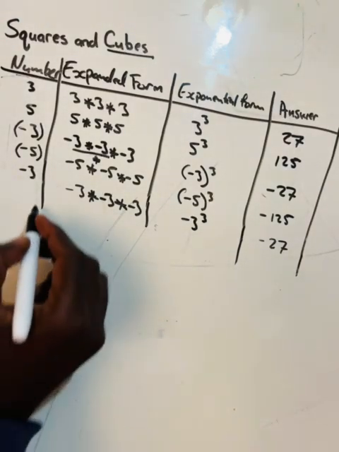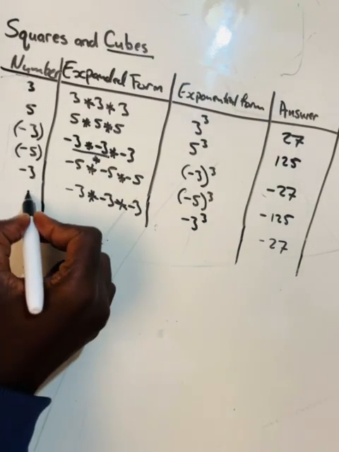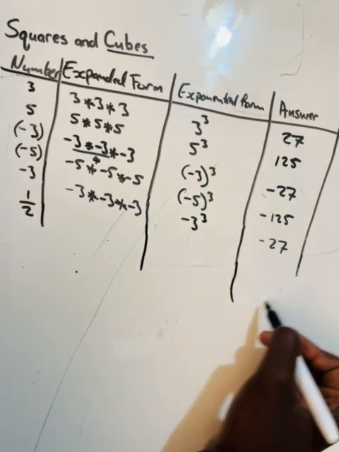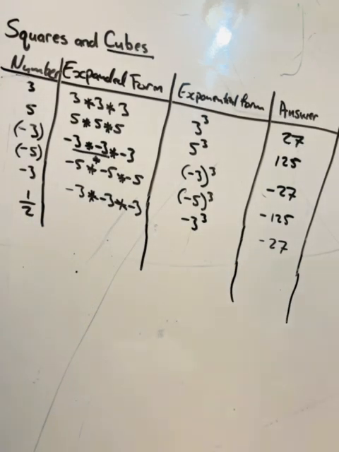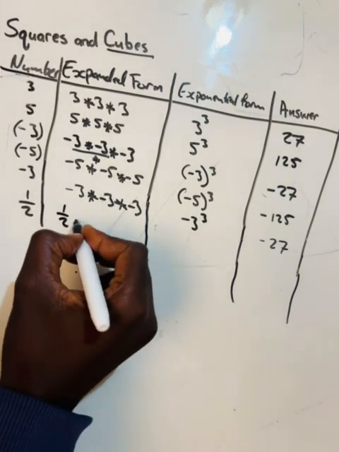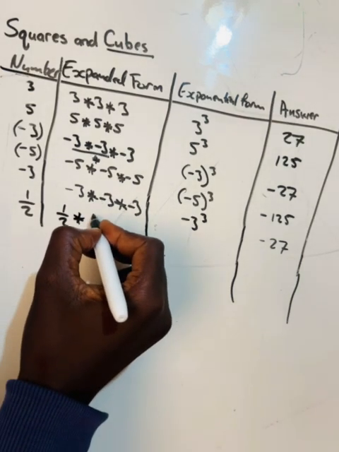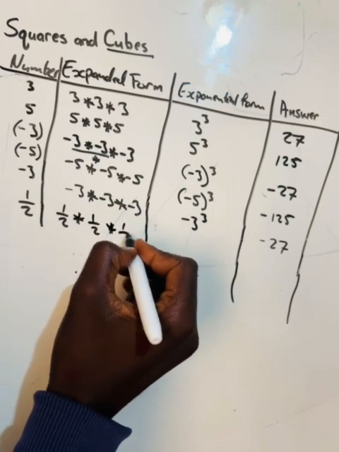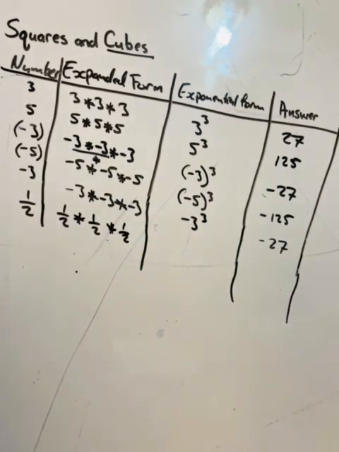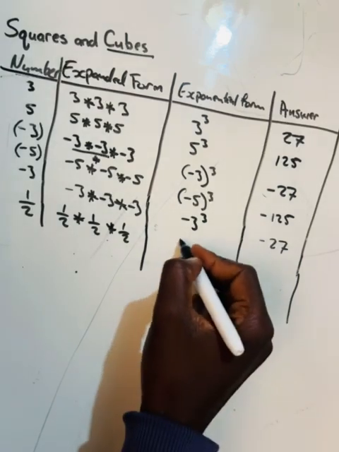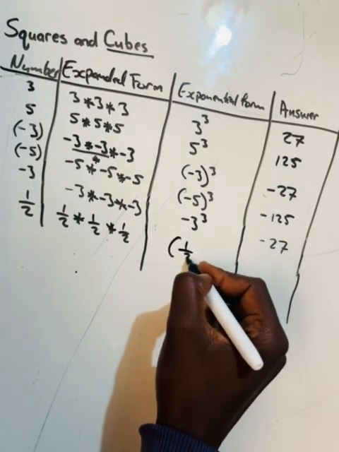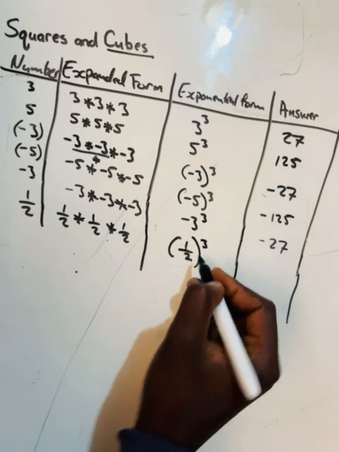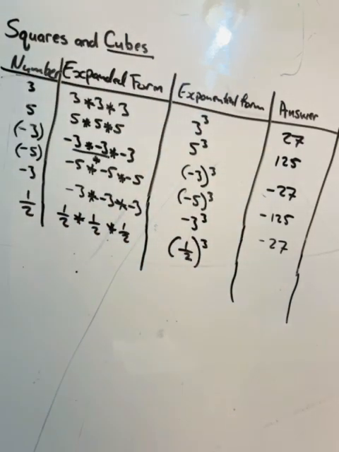That if we are given a fraction of 1 over 2, what does it mean? It simply means 1 over 2 multiplied by 1 over 2 multiplied by 1 over 2. When you are writing it in exponential form, you open a bracket, then you place your fraction 1 over 2, you close the bracket, then you say to the power 3. Remember, we're still under cubes, right?